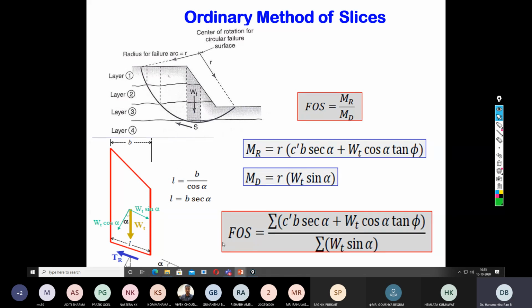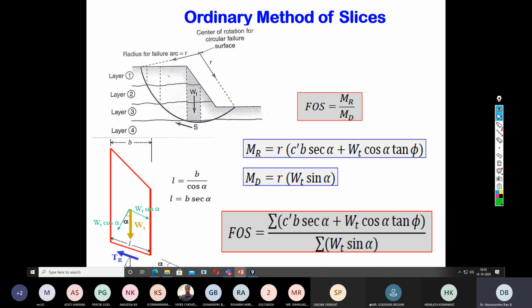You may find different forms of the factor of safety equation for the ordinary method of slices. Okay, but don't get confused, the same remains the same. What you need to understand is what slice I should consider, and how I should draw the free body diagram of this particular slice. Once you understand these two, you can easily derive the equation for the factor of safety by the ordinary method of slices. But anyhow, these methods are no more in use because this is a highly simplified method.